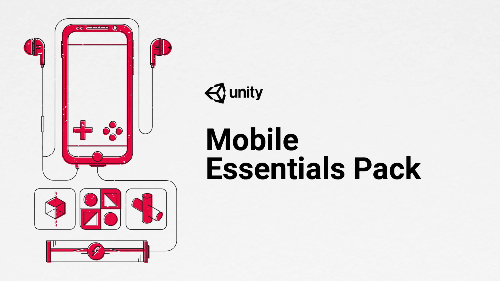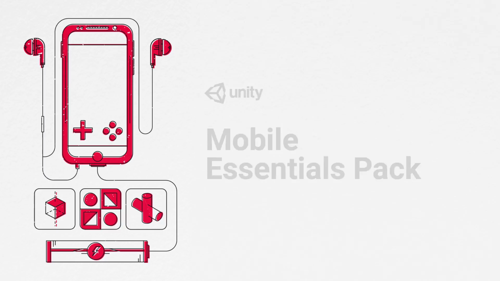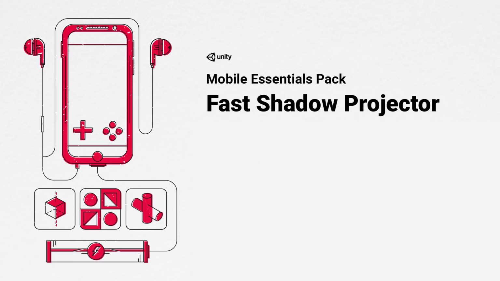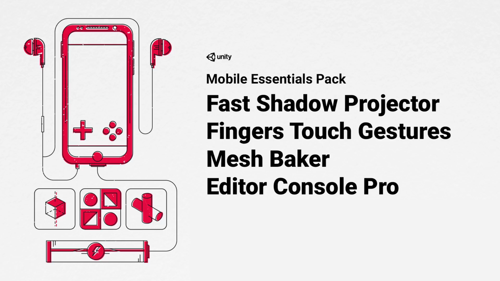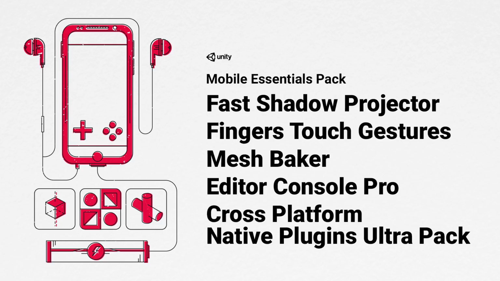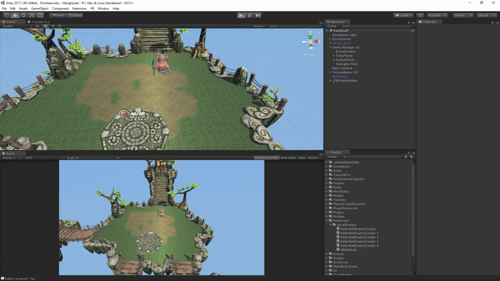Today, we are going to look at mobile essentials. Mobile essentials includes Fast Shadow Projector, Fingers Touch Gestures, Mesh Baker, Editor Console Pro, and Cross-Platform Native Plugins Ultra Pack.